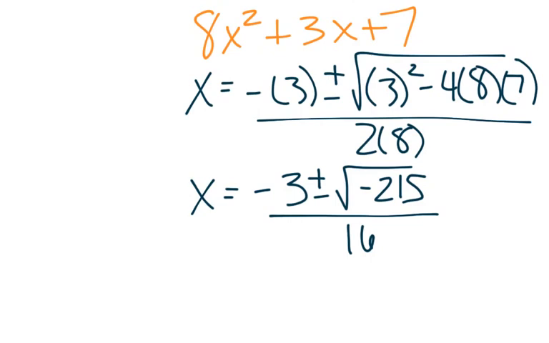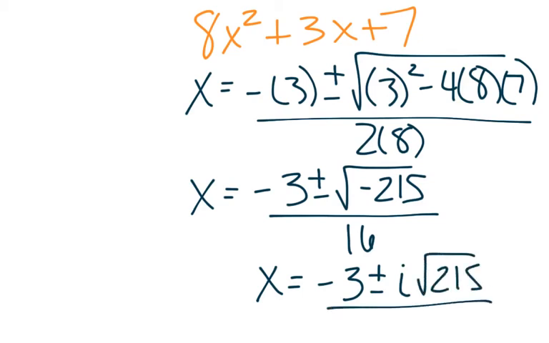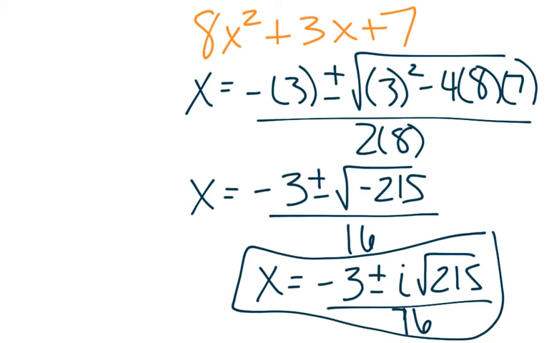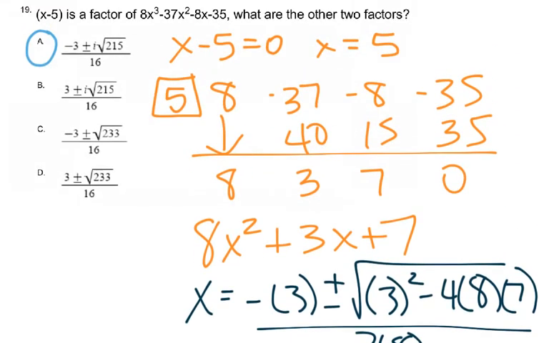Alright, anytime you have a negative inside a radical, that is when you bring out the number i. So if I could reduce the square root of 215, I would. If there were things to simplify, I would, but I'm done. So that's why the answer choice is A.